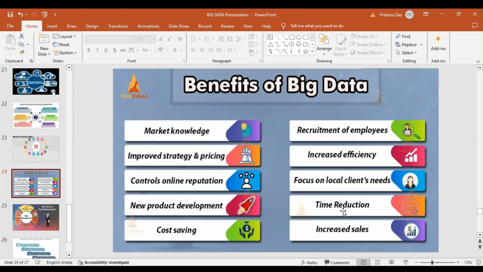Supply chain optimization, this is another benefit of big data. Companies can optimize their supply chain by analyzing big data related to inventory levels, transportation, and demand forecasting. So, this can lead to cost savings and better service. Healthcare advances: in the healthcare industry, big data can be used for disease prediction, patient monitoring, and drug discovery. It can also help improve healthcare delivery and patient outcomes. So, these are some benefits of big data.